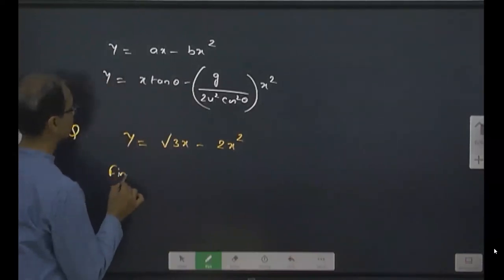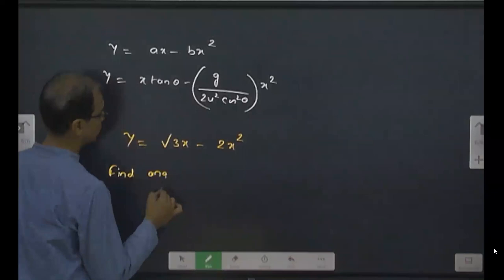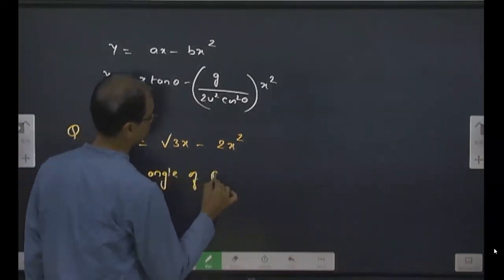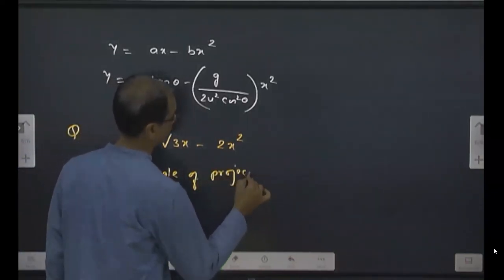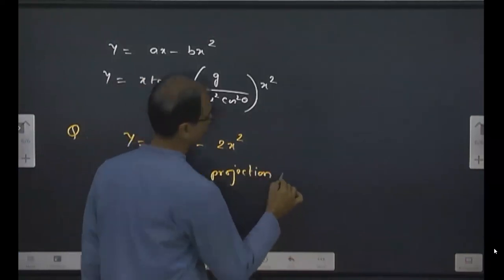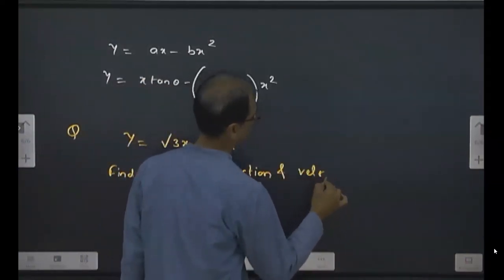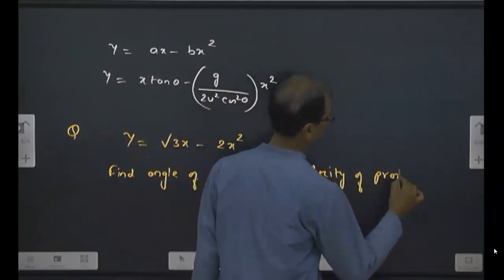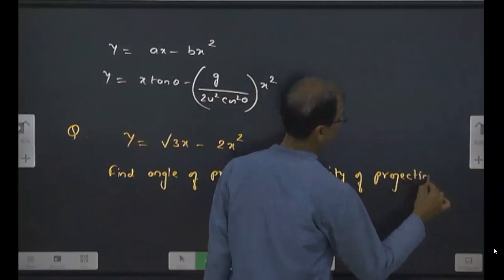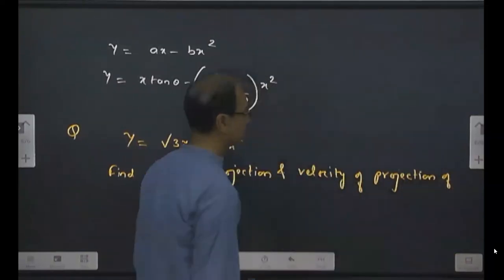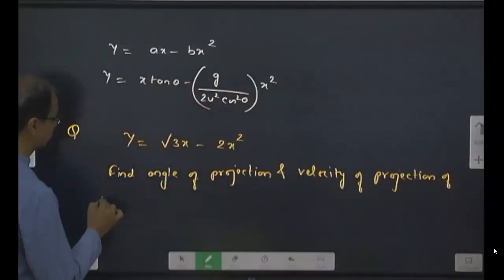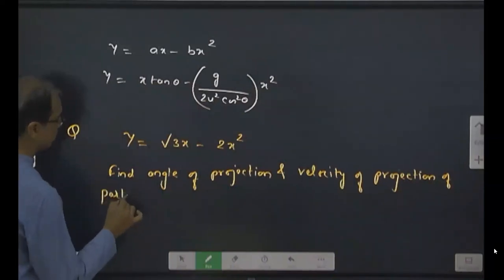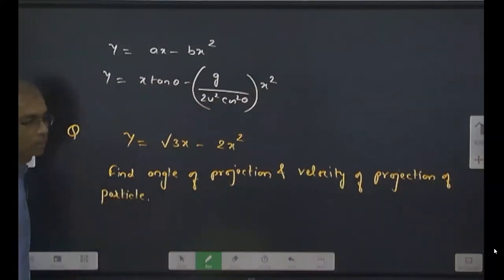Find the angle of projection and velocity of projection of the particle. Note the question, then we'll solve it.